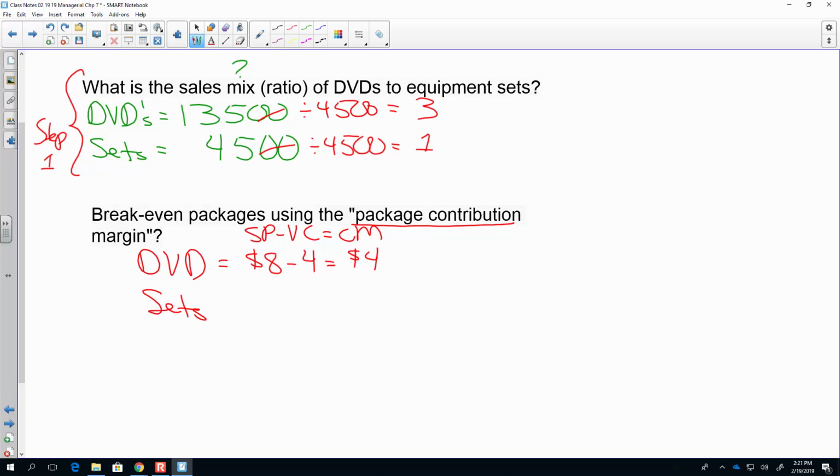Has everybody seen where I'm getting these numbers? I'm on the bottom of page 379. What's the selling price of the equipment sets? 25 and 15. 10 is my margin.